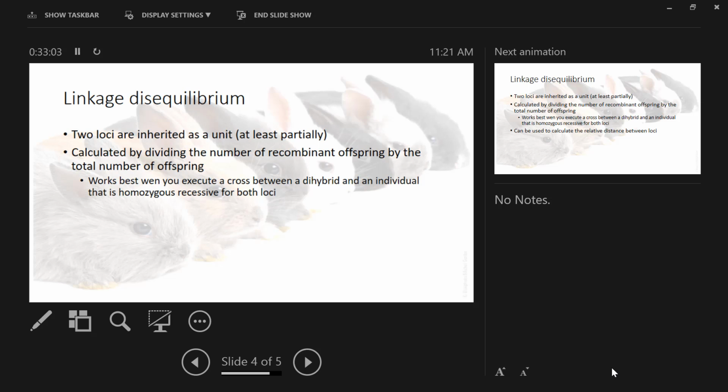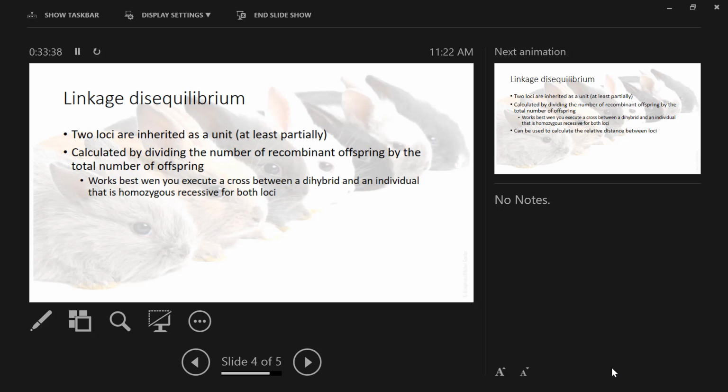Okay, this female can make 4 different types of gametes. She can make a gamete that has the dominant A and recessive B. She can make a gamete that has dominant for both. She can make a gamete that has the recessive A, dominant B, and she can make a gamete that is recessive for both. So when we do this cross, we will cross this one male gamete that is recessive for both with all 4 of the female gamete options.